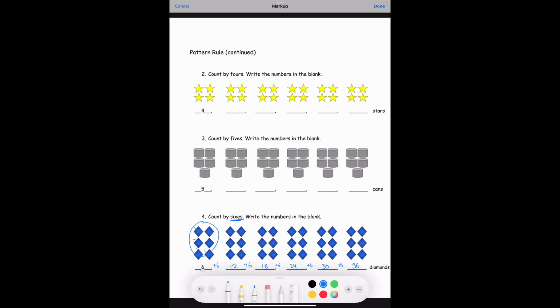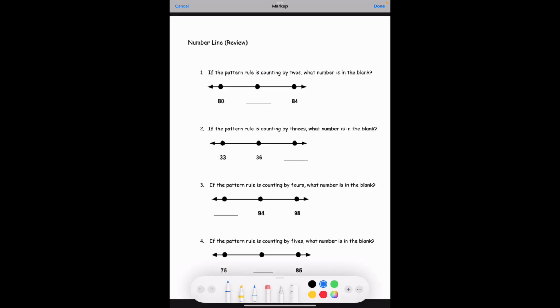And for numbers 2 and 3, you're counting by 4s and 5s. So if you're counting by 4s, you just keep adding 4 to the number. And with 5s, you just keep adding 5s. Next page. Okay, now we are going to do number line review.